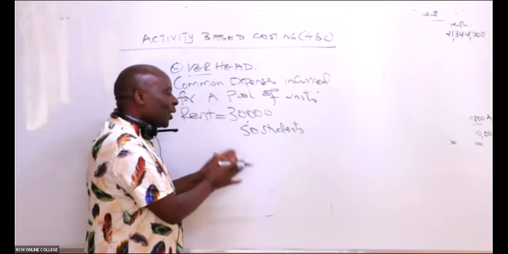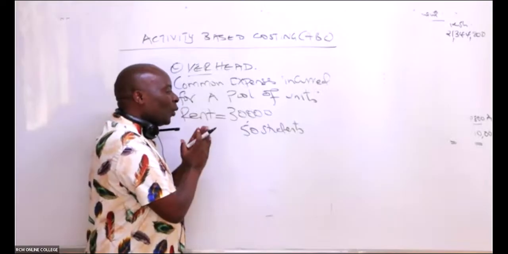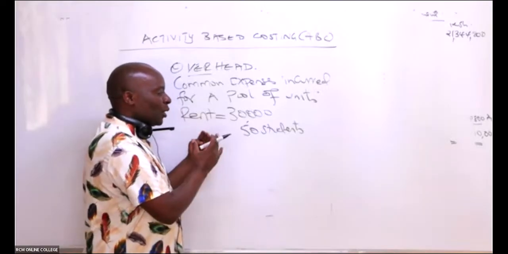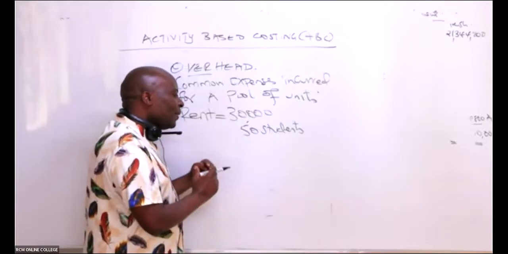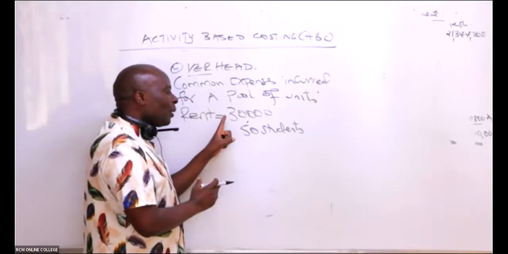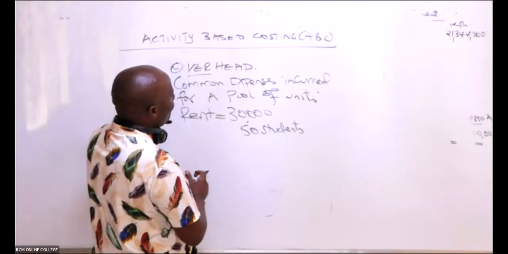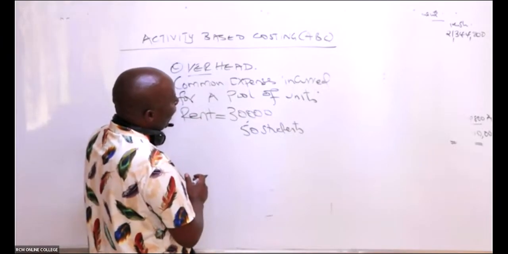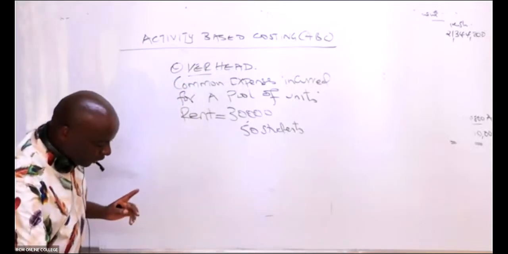At the end of the day, for pricing purposes, to know how much fees each student will pay for us to take care of our costs and make a profit, we need to apportion this rent. So overhead is a common expenditure incurred for a pool of many units. Very, very important.